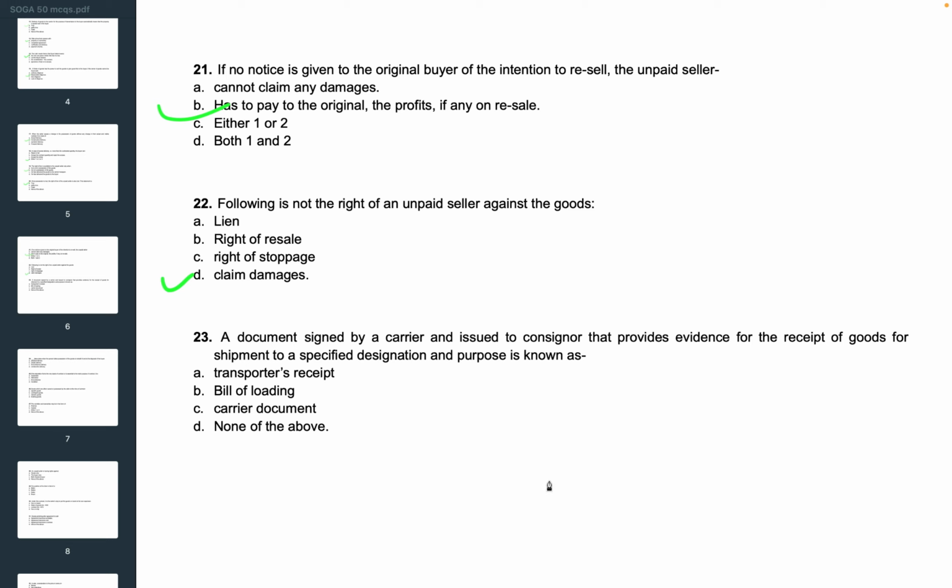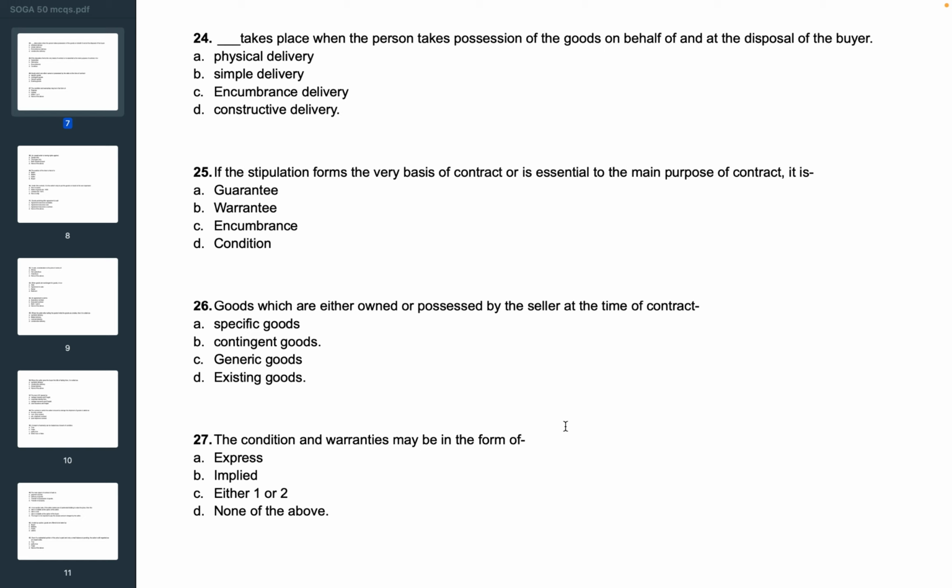Next question. A document signed by a carrier and issued to consignor that provides evidence for the receipt of goods for shipment to a specified destination and purpose is known as A. Transporter's receipt, B. Bill of lading, C. Carrier document, or D. None of the above. The correct answer is B. Bill of lading.